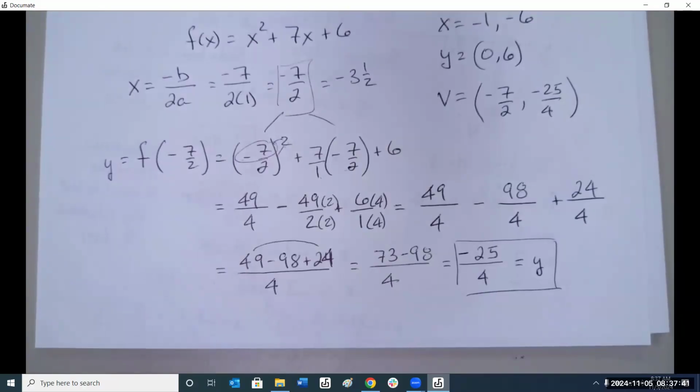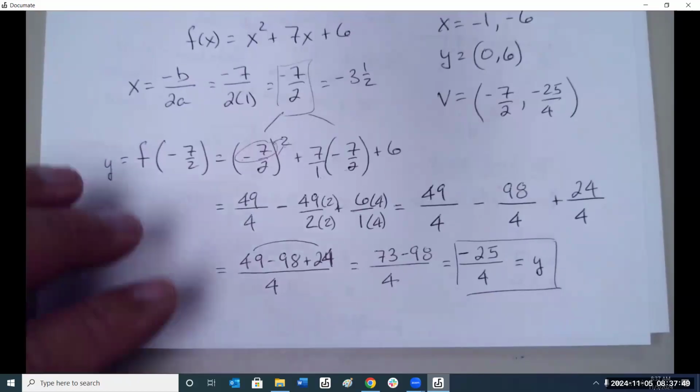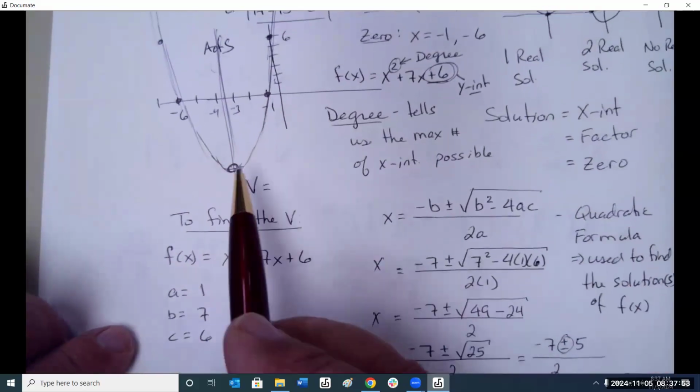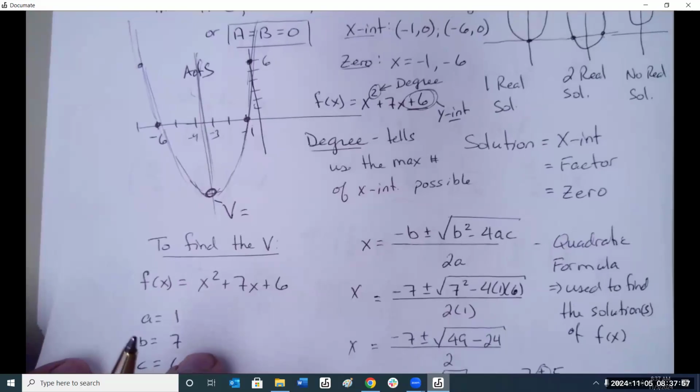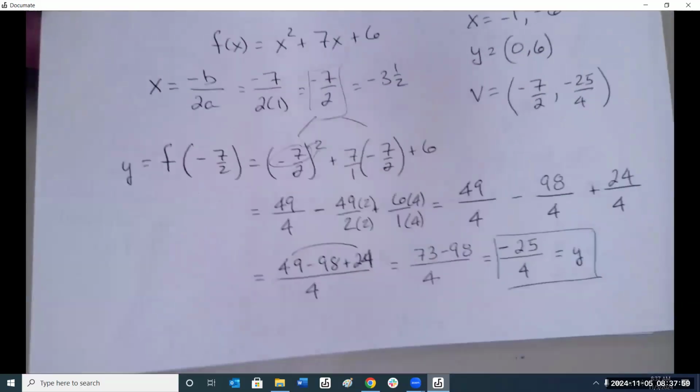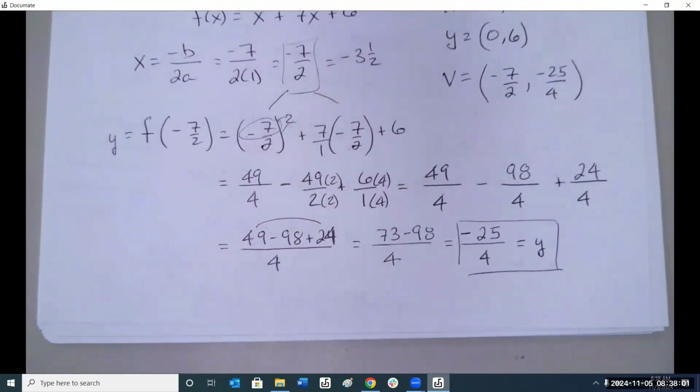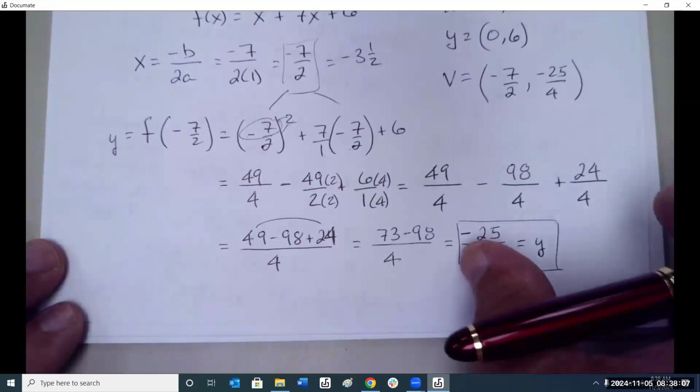We know that's correct because which quadrant is it in? It's in the third quadrant. And that's exactly what our picture says we're supposed to be. We're supposed to be in the third quadrant. That's great, but that's for quadratics only.